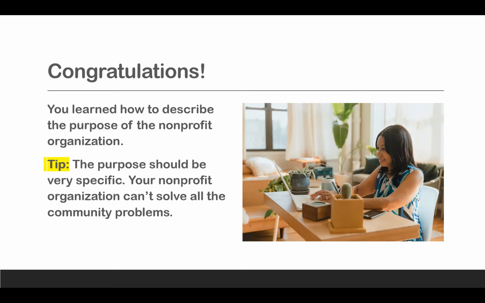So we just talked about the purpose, how to describe the purpose, and that is step 5 of 20.